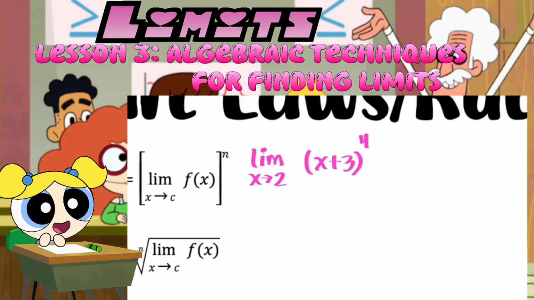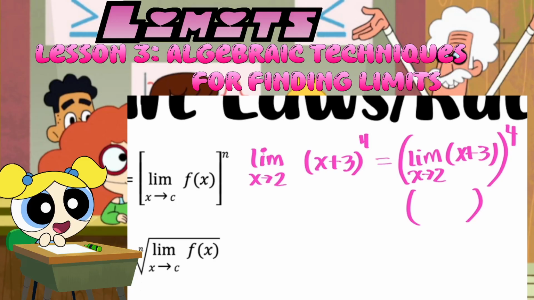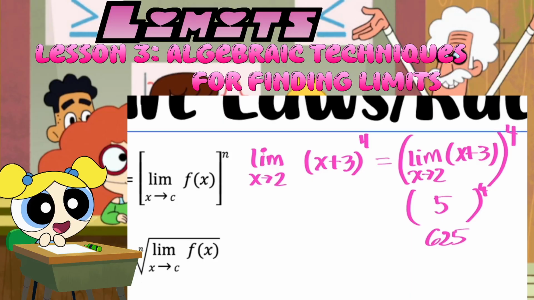Well, then I take my answer and I raise my answer to the 4th power. So this rule is saying that essentially what we do is we find the limit as x approaches 2 of x plus 3. You get that answer and raise your answer to the 4th power. That's really what it's saying. Again, here we would get 2 plus 3, so we get 5 to the 4th, and 625 is your answer. So that's how they kind of show the rule.